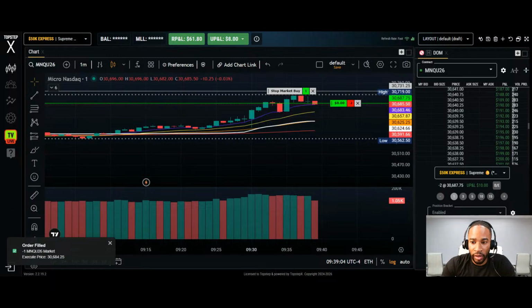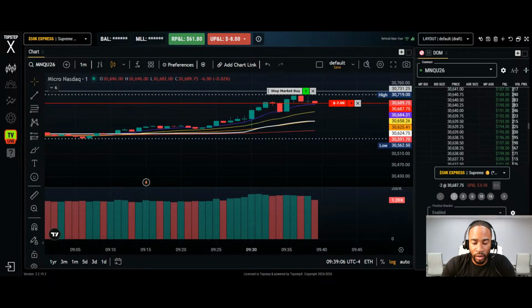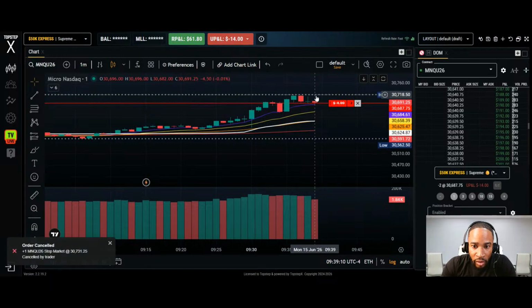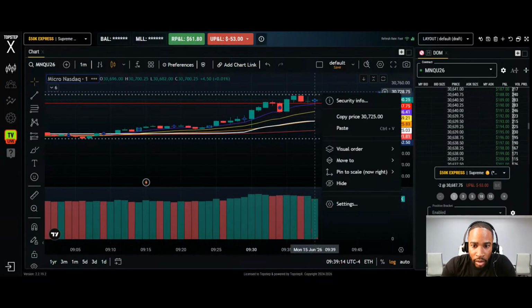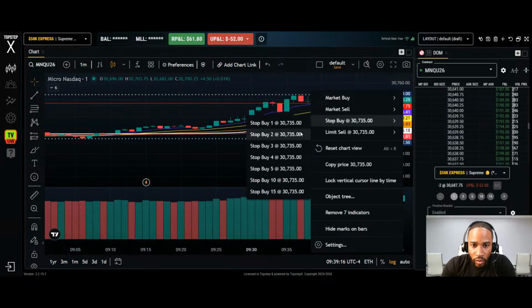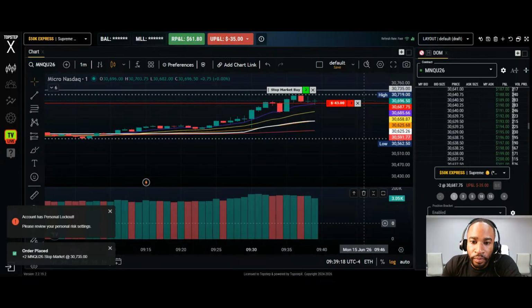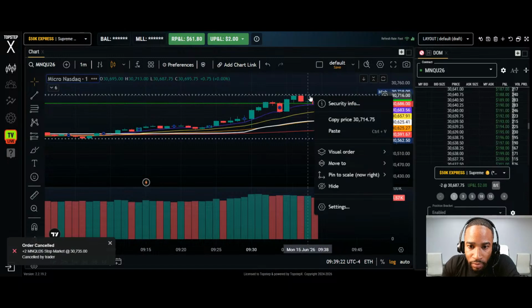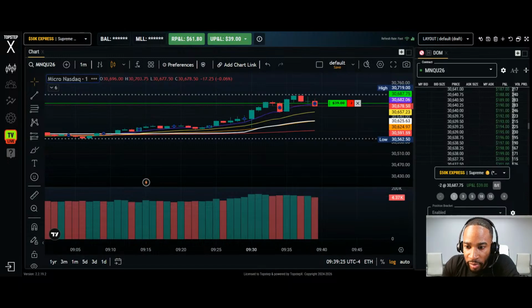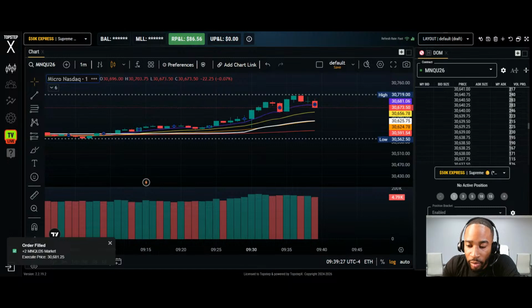All right, order filled. Buy another one right here. Let's go. Come on, keep going lower. And my stop loss is actually going to be right here. All right, let me sell and take some profits. Order filled. All right, I just secured profits once again, family.